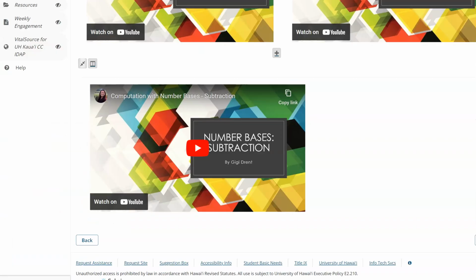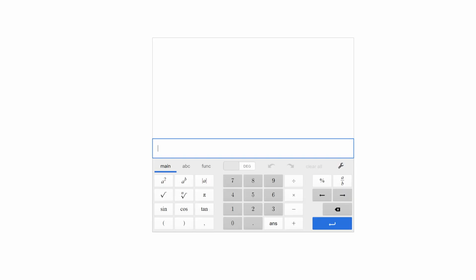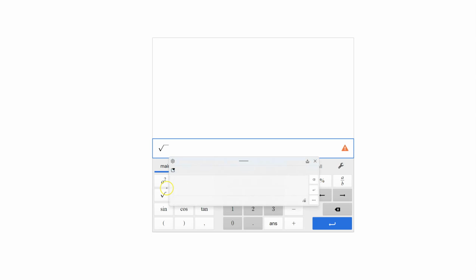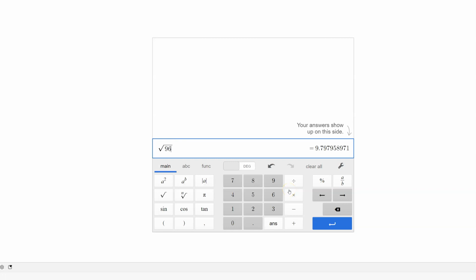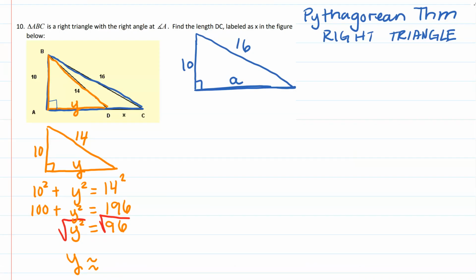If you haven't already, go ahead and bookmark Decimal Scientific Calculator. It's this guy right here. It's pretty awesome. The square root of 96 is roughly 9.8. So let's go back to our question. Approximately 9.8, so that is y. Now let's go and find A.